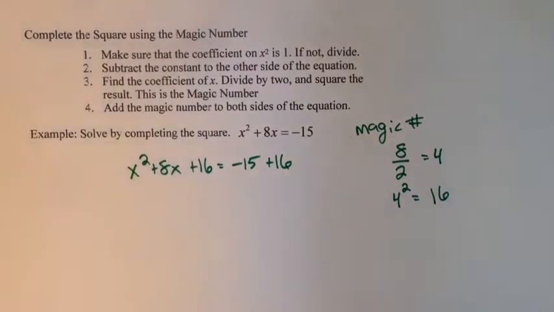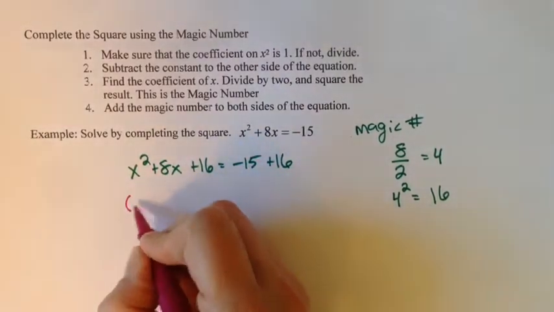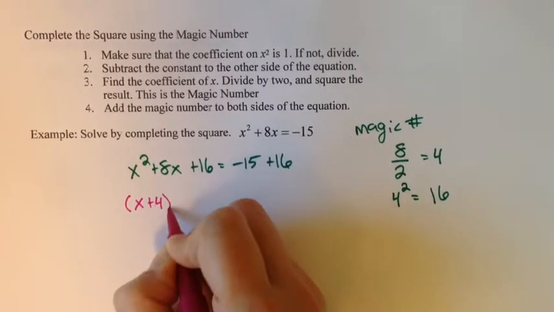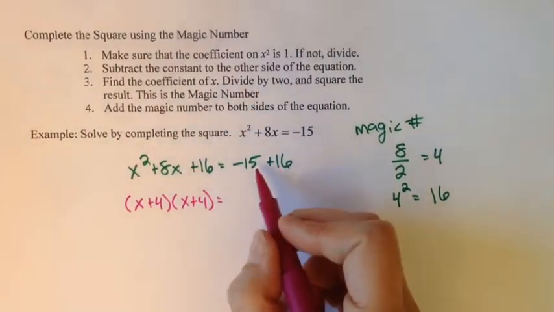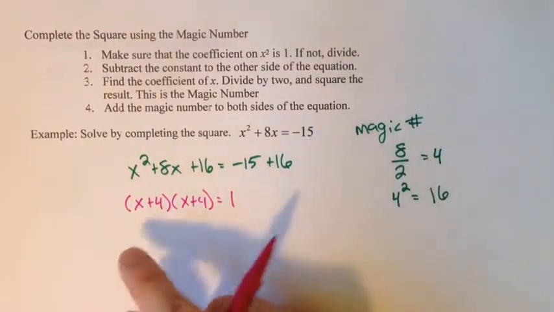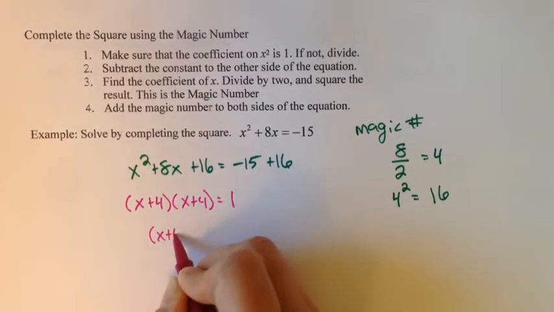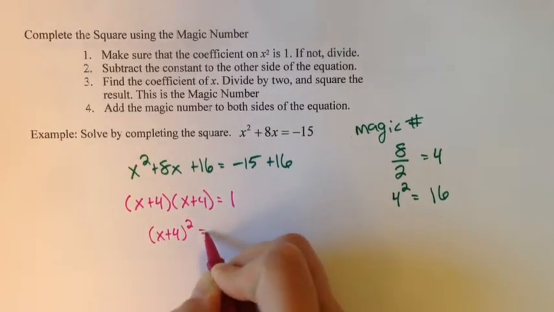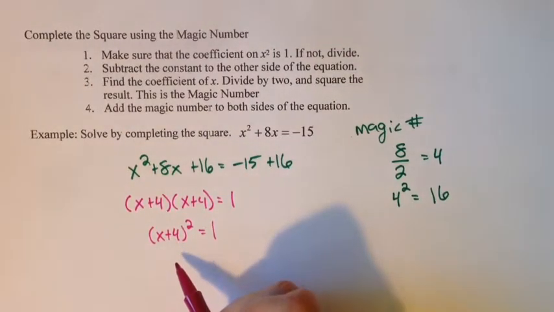On the left-hand side, notice that this is now a perfect square. When I factor it, it will factor as x plus 4 times x plus 4. On the right-hand side, negative 15 plus 16 is just the number 1. Now, x plus 4 times x plus 4 is x plus 4 squared. Now this should look like those examples we had that were in completed square form.